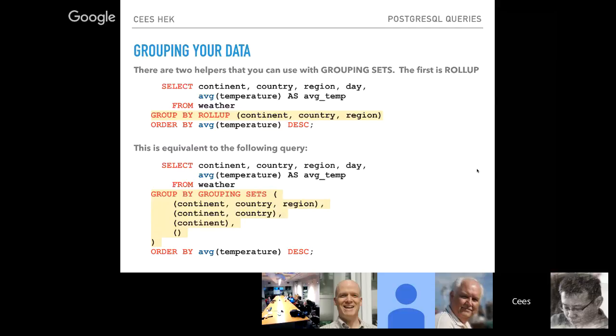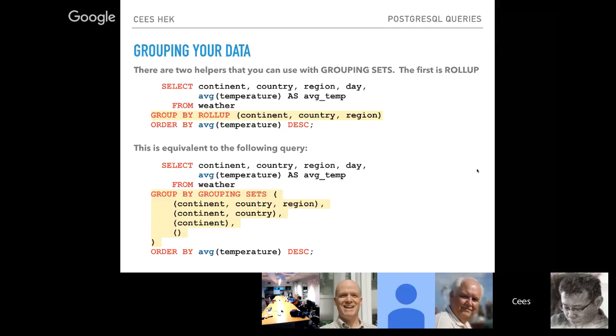So that's basically the same thing as doing this long form. So we're having 4 grouping sets. First, we're going to group by continent, country, and region. Then we're going to drop off the region. Then we're going to drop off the country, and then we're going to drop them all off to get our total result set as well.